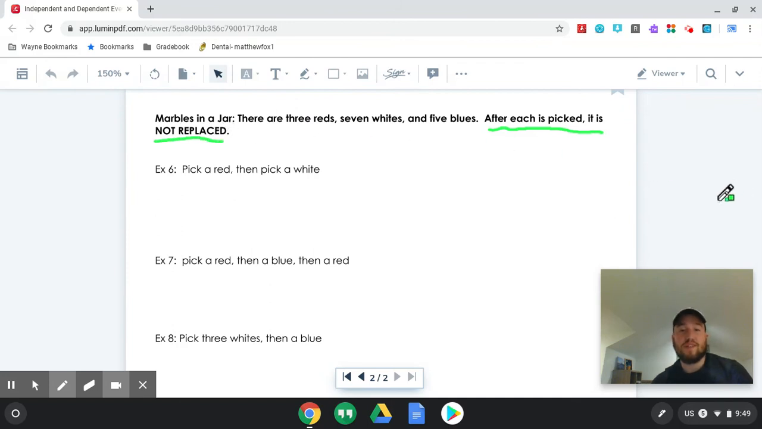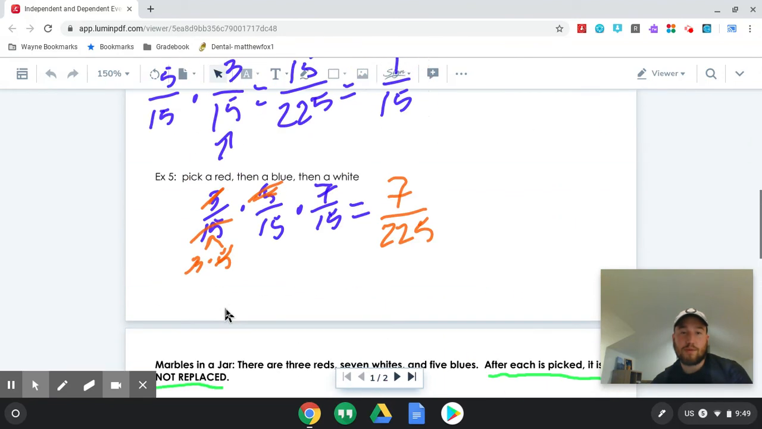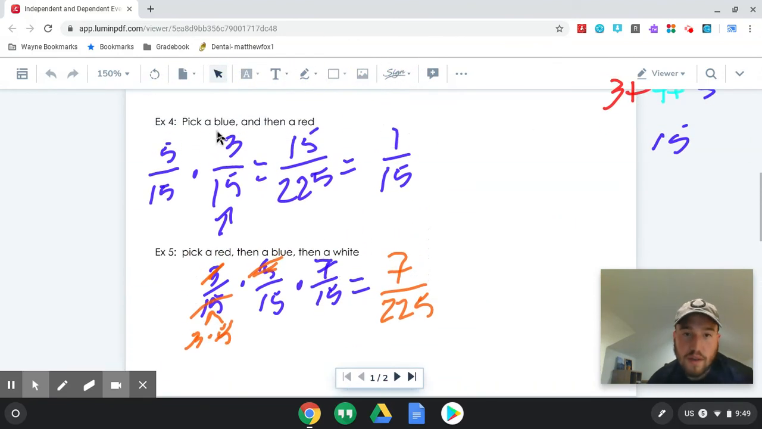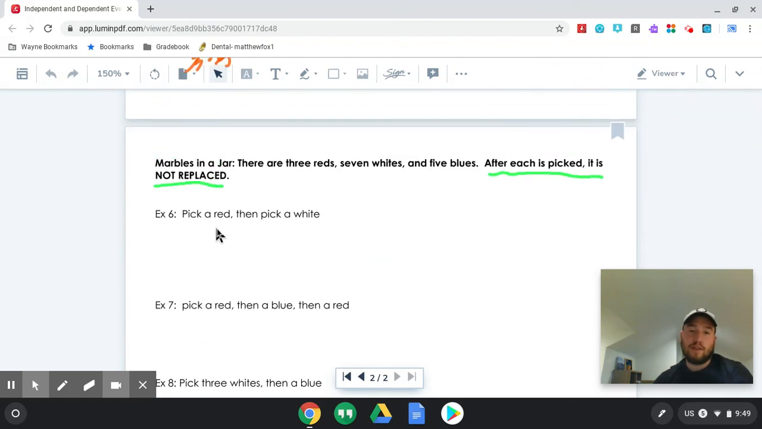Okay, now the reason this changes things, let's see, if we, on the front side, whoops, I'm out of control. If we pick this blue, that did not change the number of marbles. The next one still had a 3 over 15. However, now, if I pick one out and I don't replace it, that means there's going to be less marbles, so a higher chance that I'll get a white.